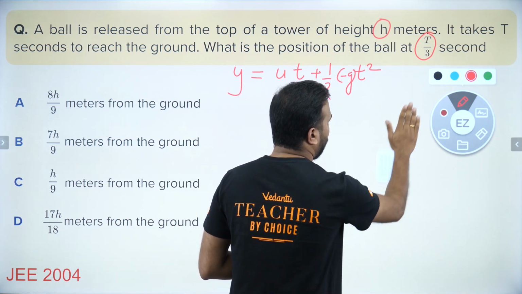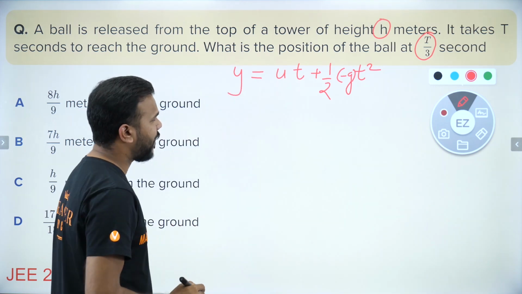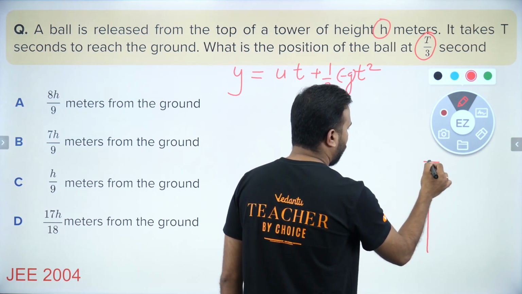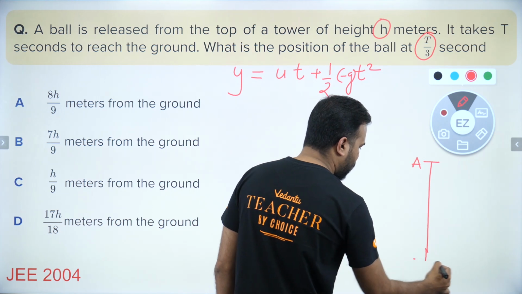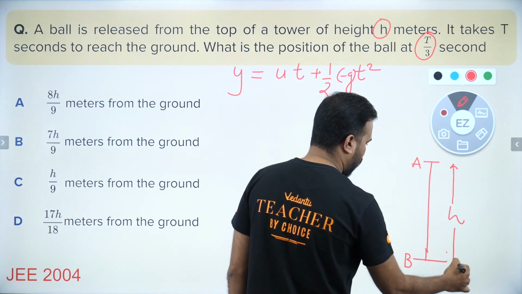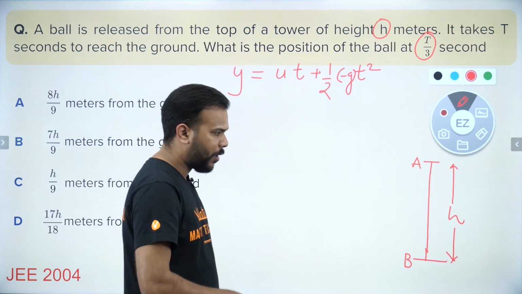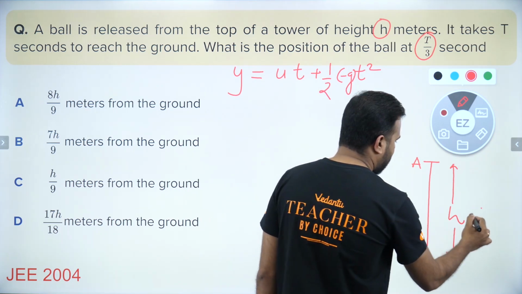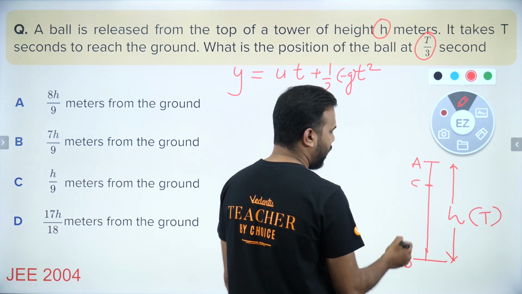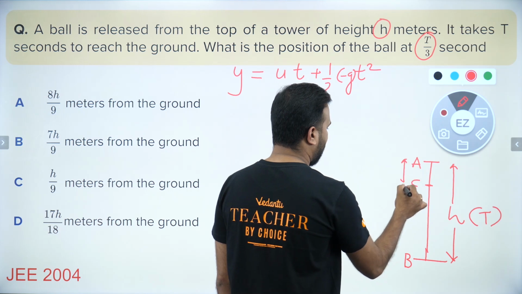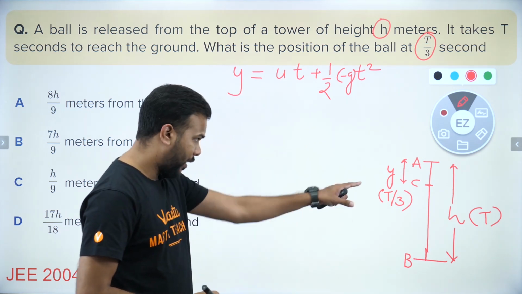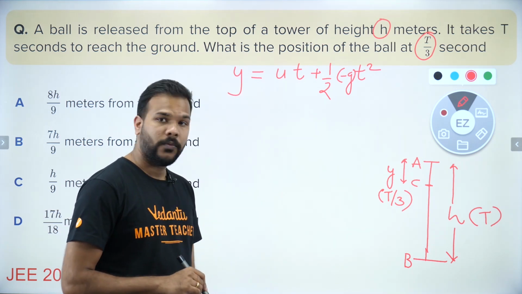Okay, so let's go forward. Let's try to understand how to solve this question. The question says that if this is point A from where the body starts falling, and eventually it comes to point B, it travels a displacement of minus h, because it is coming down, but I'm writing the value numerically as h, and that is covered in a time capital T. Say the body reaches point C, when it has covered a distance of y in a time of t by 3. So we want to locate that point C. That's what the question is asking us to find.